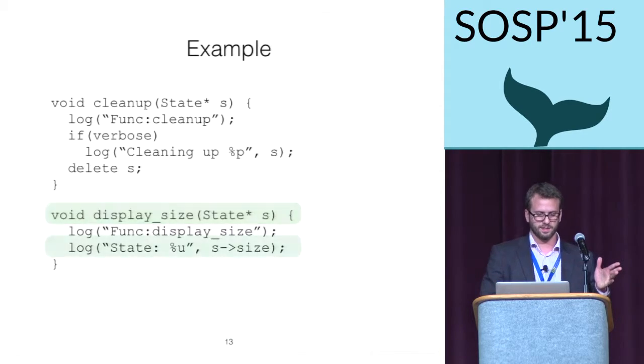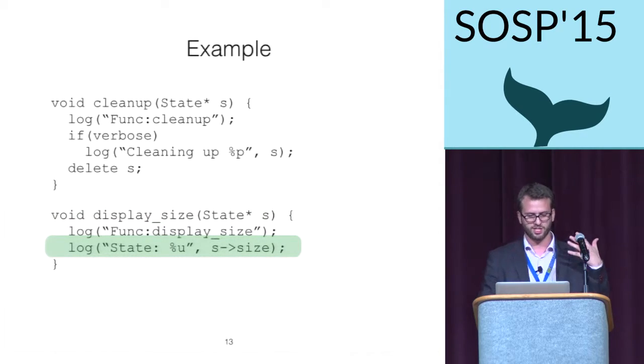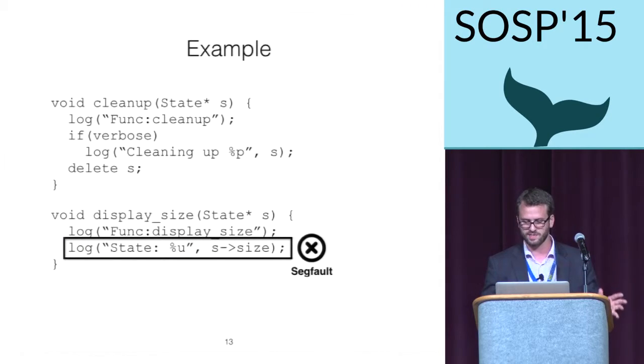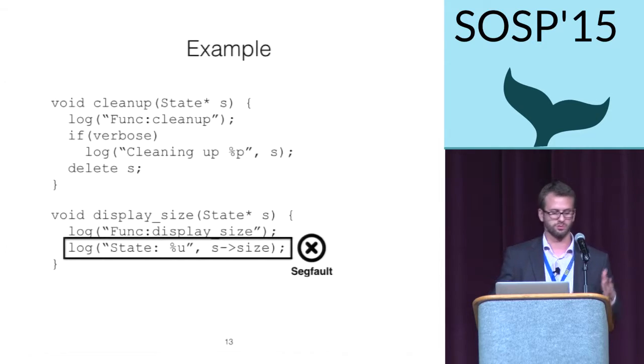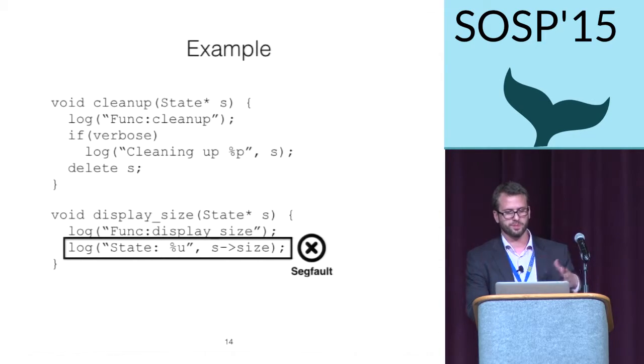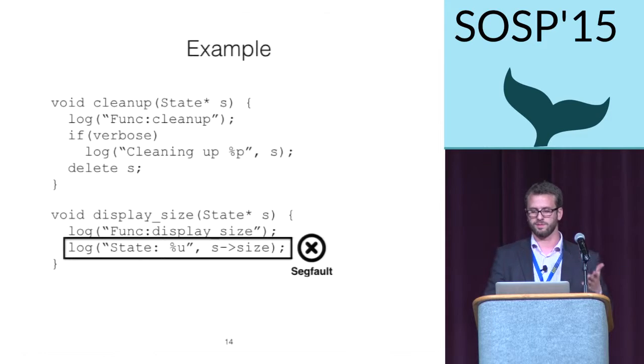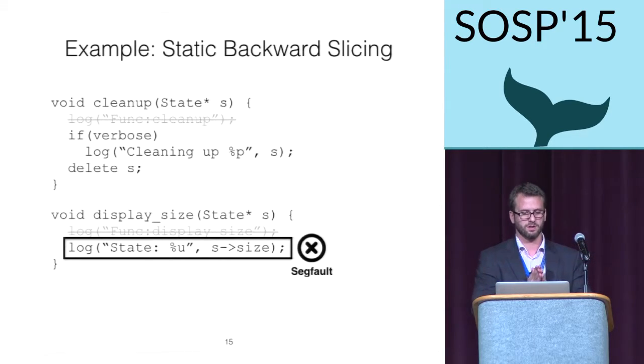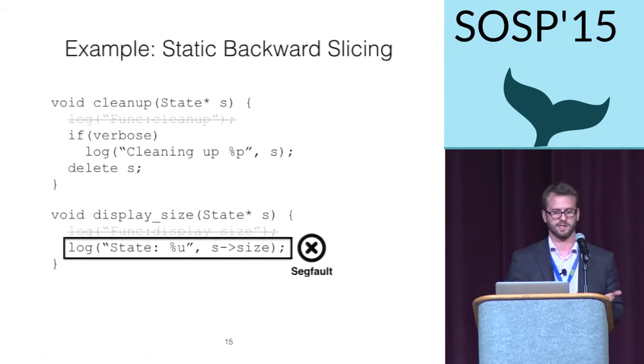It turns out that this program crashes when the log statement in the display size function accesses the size field of S, and I'll show you how GIST will help us determine the root cause of this failure. Now, in this first step, GIST computes the static backward slice starting from the failure point. And in our example, it removes the log function calls that are used to print function names upon entry to the functions cleanup and display size.